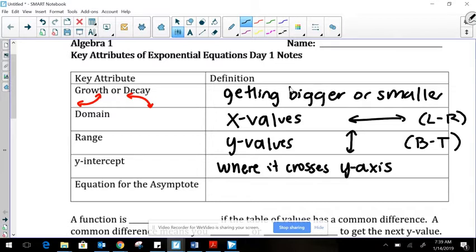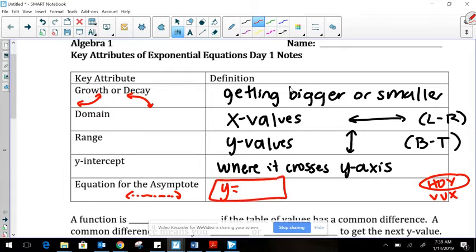All right, and then the equation for the asymptote. So our asymptote in these problems are going to be this horizontal dotted line. I'm just drawing it underneath so you have an idea. Okay, so a horizontal line, that's either going to be a HOY line or a VUX line. HOY, that's horizontal, 0, y equals. VUX, that's vertical, undefined, or x equals. That's just a way we can remember it. So it's a horizontal line, so it's HOY. That means it's going to be a y equals something. So it'll depend on the equation and the graph to help you figure out what that will be.